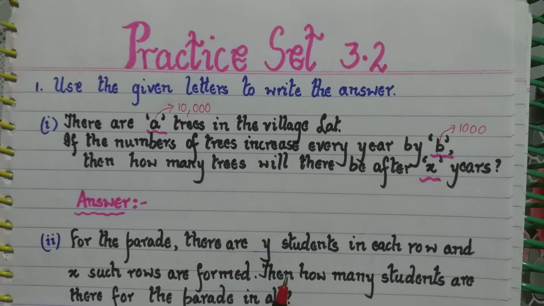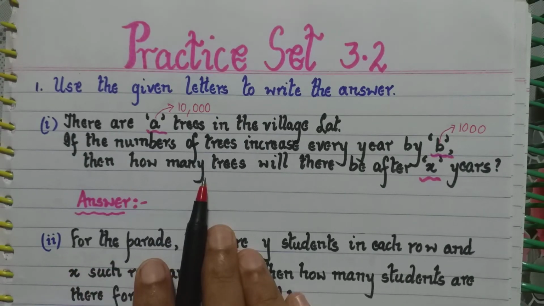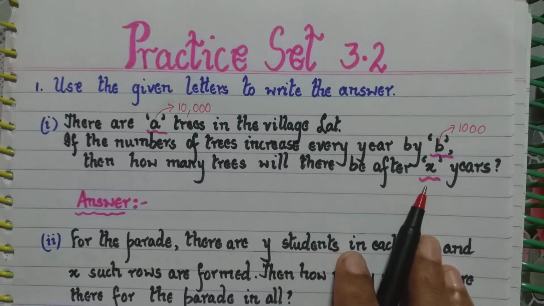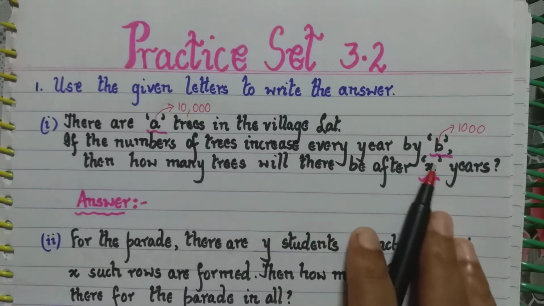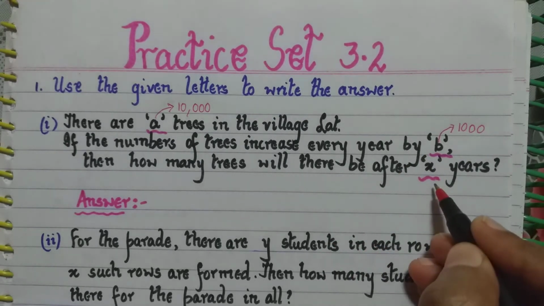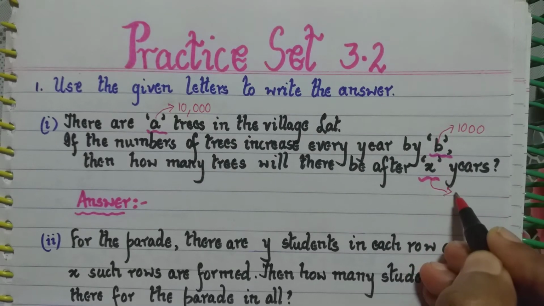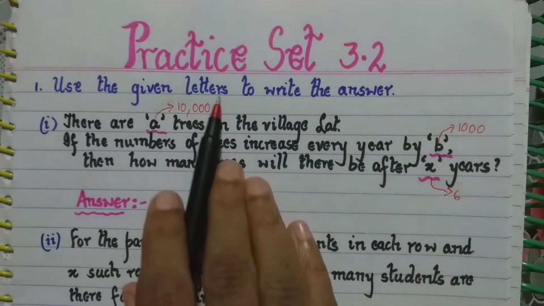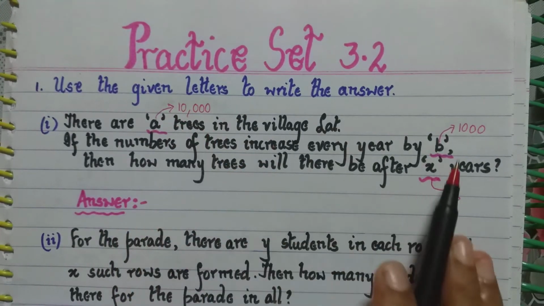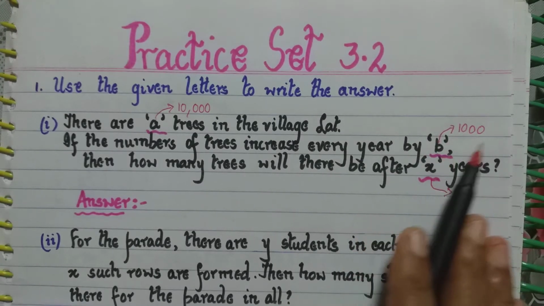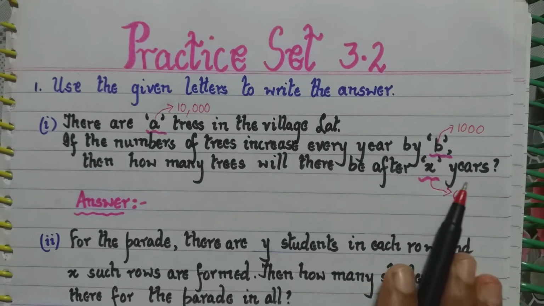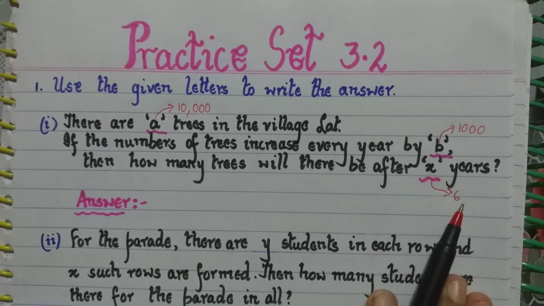Then further, what have they said? Then how many trees will there be after x years? Now let us think, for example, x is 6. So if x is 6, that means the person is earning 10,000 rupees salary and getting an increment of 1000 rupees every year. So, what will be his salary after 6 years?